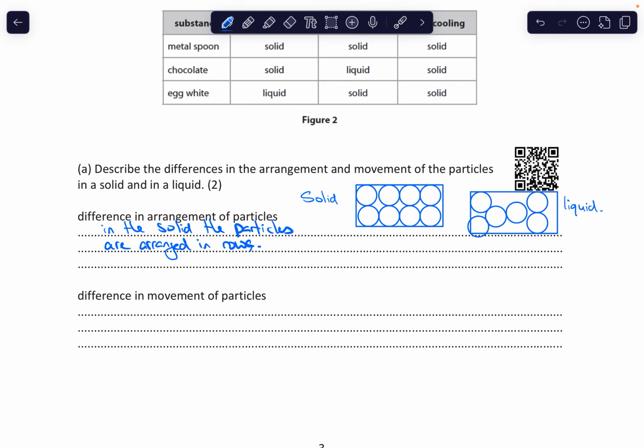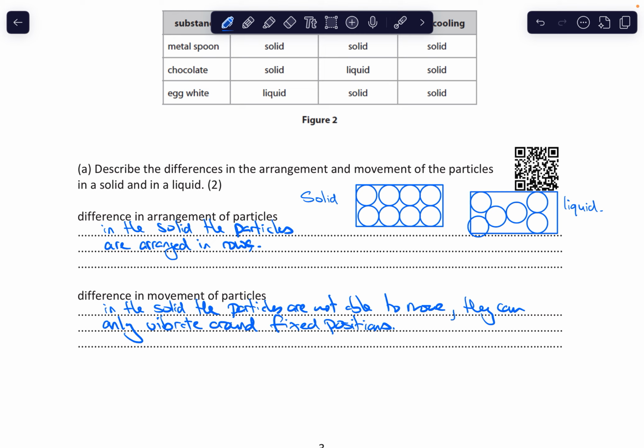So I'm going to say, going from the solid perspective, in the solid, the particles are not able to move. They can only vibrate around fixed positions. Okay.